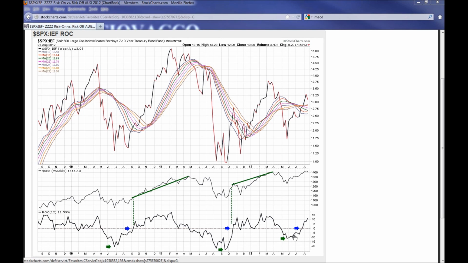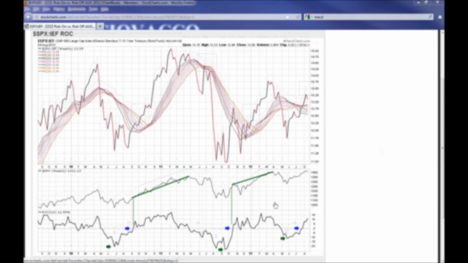We also have rate of change moving above the center line in the present day, which is similar to this point here. Stocks did well after the blue arrow here. Stocks also did well after the blue arrow here. So all things being equal, this and this tends to lean bullish as long as it remains in force.